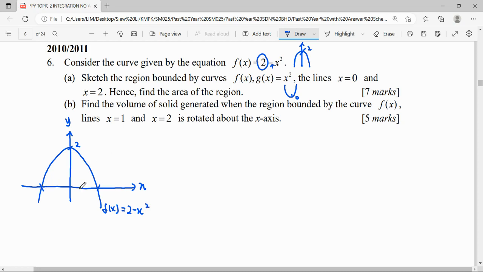Find out the roots here. So for the roots, let y equals 0. We get negative square root 2 and square root 2. So for the other one, g(x) is a quadratic, curving up, intercept at 0.